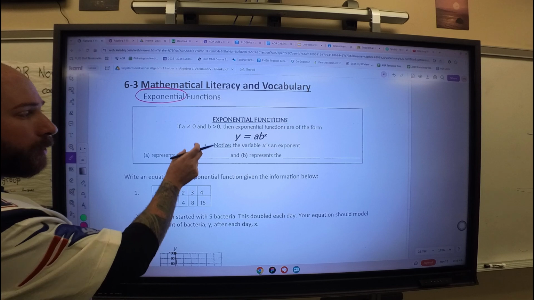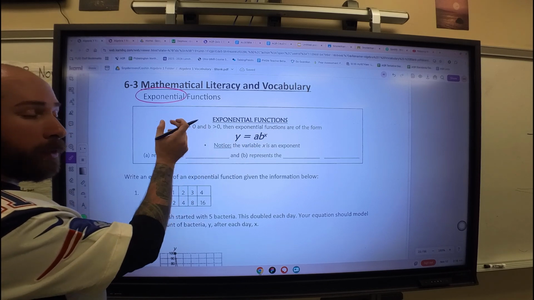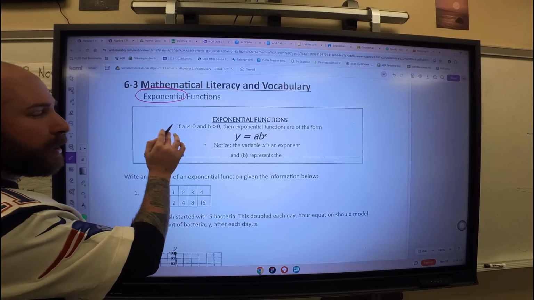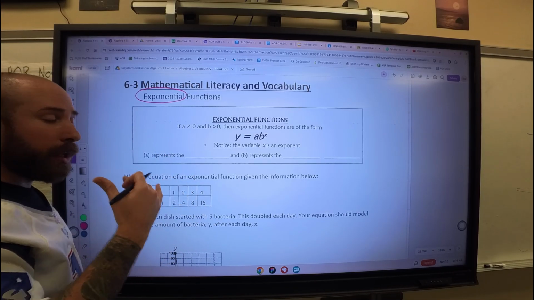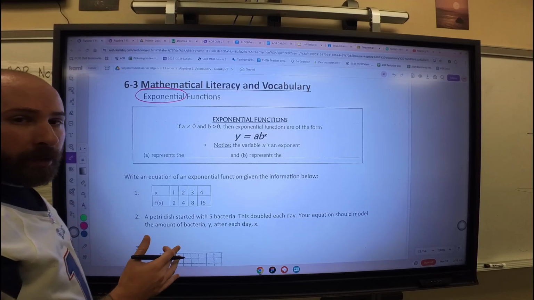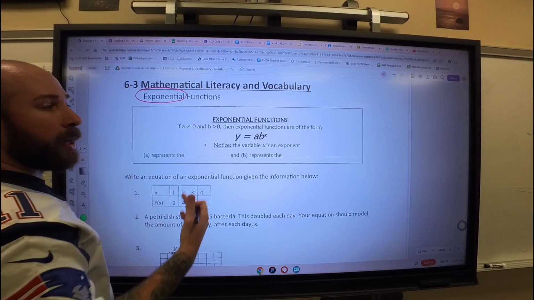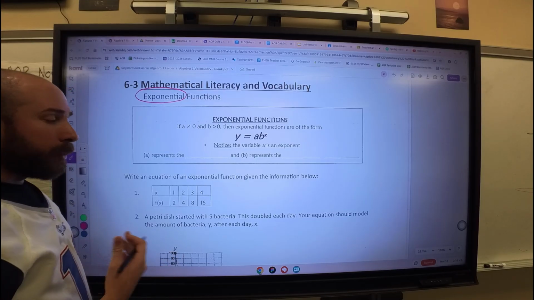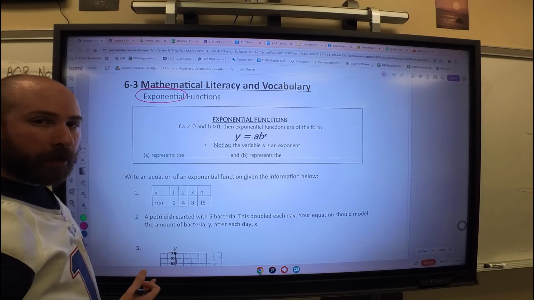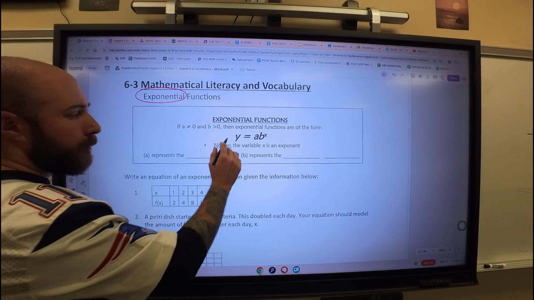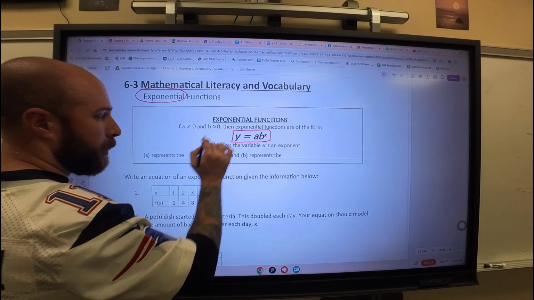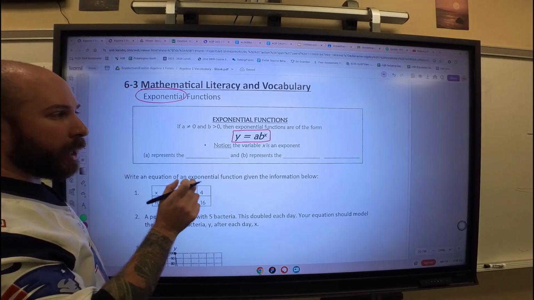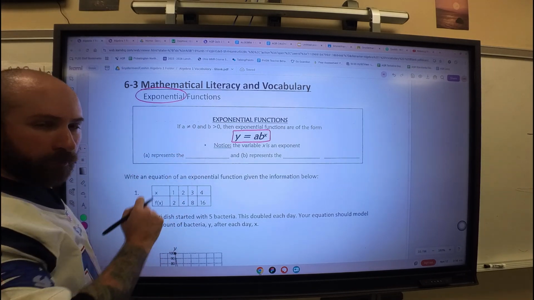So let's take a look at what the definition of an exponential function is and then how we use it. So we have a value of a, which is going to be a number, and a value of b, which is going to be a number. A cannot be 0. It can be negative, it can be positive, but it cannot be 0. B has to be a number bigger than 0, so it has to be a positive number. It can be a fraction, it can be a decimal, but it can't be negative, and it can't be 0. This, y equals a times b raised to the value of x, that is our exponential function. That is our general form.